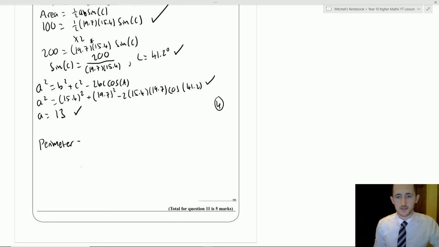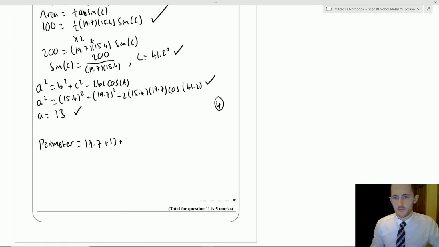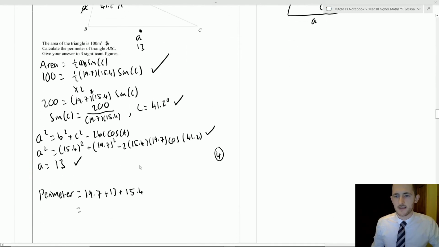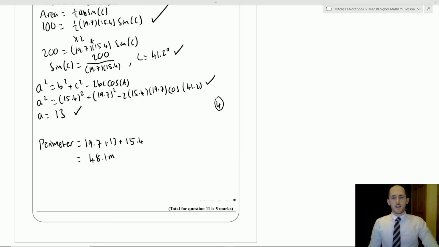If you remember how to work out the perimeter, you just add up all of the sides. So 19.7 plus 13 plus 15.4. And because it's a calculator paper and I'm incredibly lazy, let's just add this up by hand. 19.7 plus 13 plus 15.4. Whoops, that was close. And it's just 3 significant figures, so 48.1 meters. Okay. So what do you think of that?